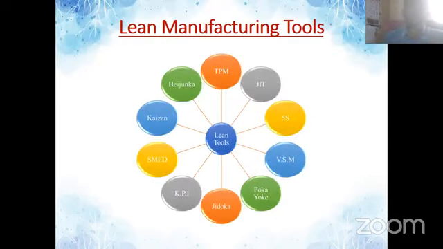There are different lean manufacturing tools. As we can see in this figure, there are different lean manufacturing tools like TPM, JIT, 5S, VSM, Poka-yoke, Jidoka, KPI, single minute exchange of die, Kaizen. So let's see one by one what are the different lean manufacturing tools which are applicable to the dairy or the food industry.